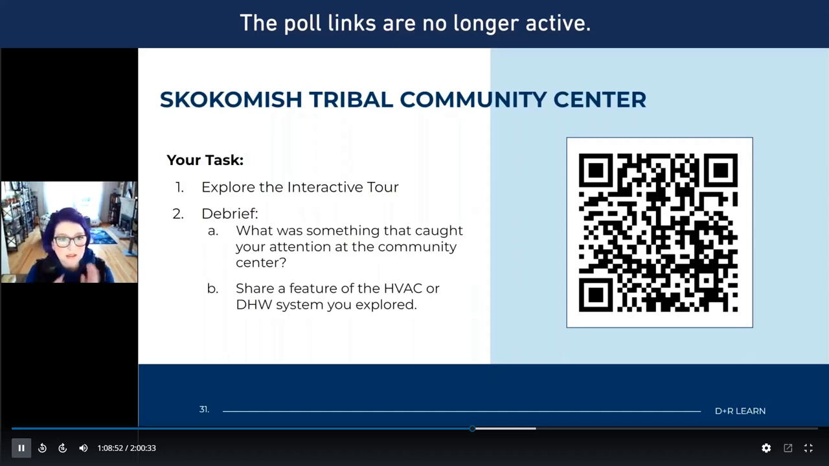But this is a link to a gateway to a virtual interactive tour of the Skokomish Tribal Community Center that uses heat pumps for both their comfort heating and cooling and their domestic hot water production. It's a VRF system. It uses the Mitsubishi City Multi units. It's really cool. You can walk through the entire site. You can see the technology. There's videos in there, so you can listen to the engineer talk about the decisions that he made to get to the place where they designed the system.